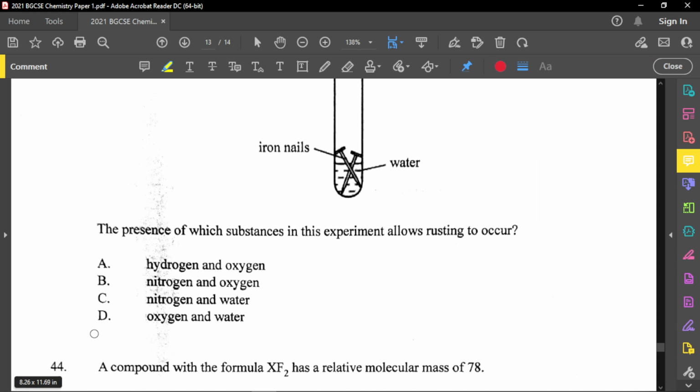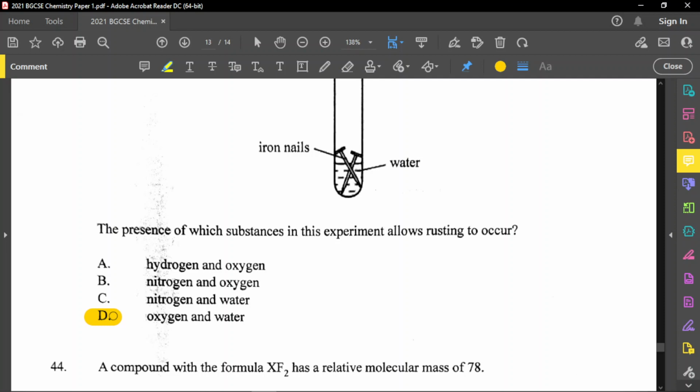Rusting is a chemical reaction between iron and oxygen, but it must take place in the presence of moisture. So you need water. So oxygen needs to oxidize iron. That's how rust forms. Okay, so D will be your option right there: oxygen and water, which is moisture.